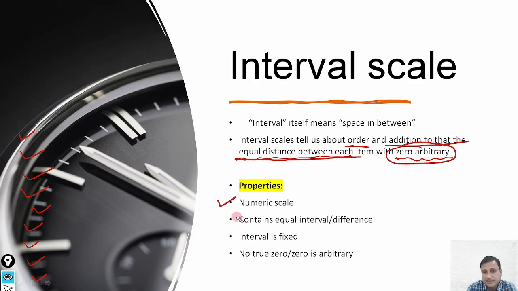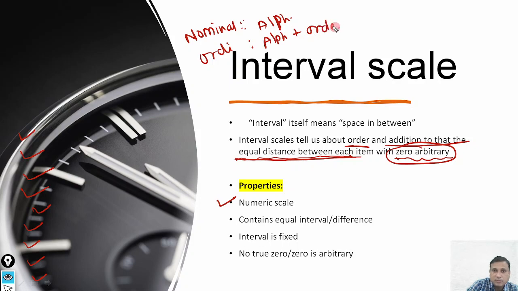The first property of interval scale is that this is the first numeric scale. The previous scale, nominal, is associated with alphabets. This is alphabetical, right? Ordinal, alphabetical plus orders. But they both are non-numeric, meaning they both measure non-numeric things. Whereas interval scale is the first scale which measures numeric things. That is why this scale is known as a numeric scale. It contains equal interval or difference.